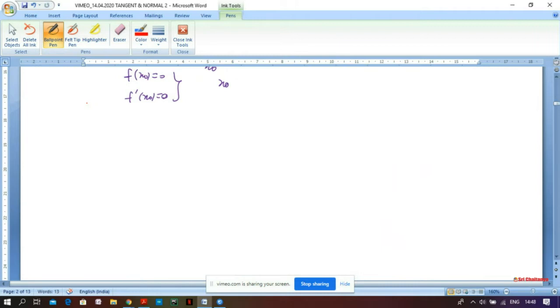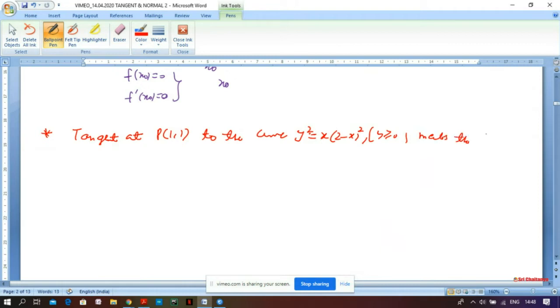So it is given that the tangent at the point P(1, 1) to the curve y squared equals x times (2 minus x) squared, say take y greater than or equal to 0, this curve. So the tangent at P to the curve meets the curve again at Q. Our job is to find Q.